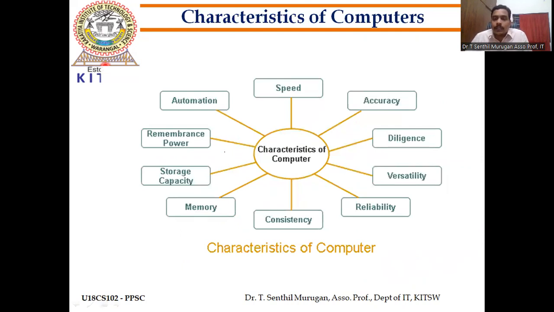So, characteristics of the computer. Speed: it is high speed. It will work at high speed with n number of applications at the same time. Accuracy: it will produce the result with 100% accuracy. There are no deviations. According to your input, it will produce the correct output. That is accuracy. Diligence.